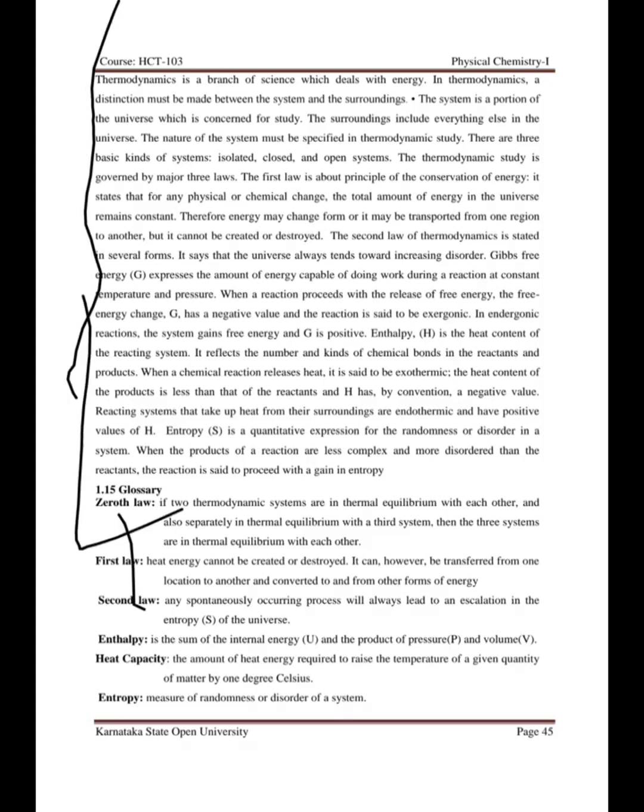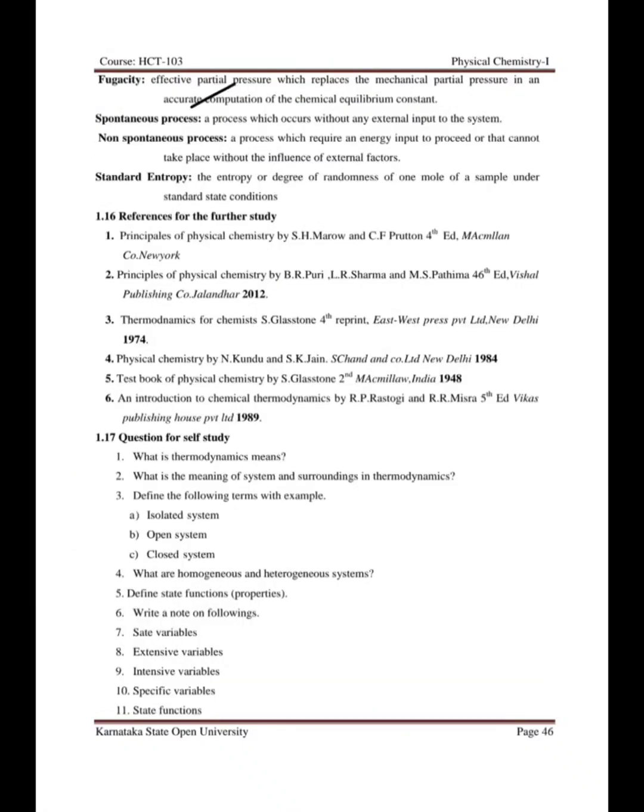And further, the zeroth law, first law of thermodynamics and second law are the important things you should know before getting into the next derivations. Then enthalpy, heat capacity, entropy. Entropy is the measure of randomness. Enthalpy is the sum of internal energy and pressure-volume work. Then fugacity, and spontaneous and non-spontaneous processes. And this is the end of this unit.